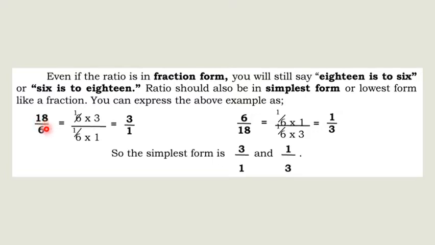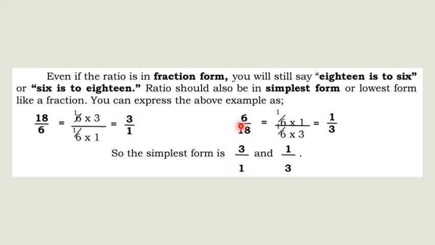So, ano ba ang lowest term ng 18 is to 6? So, pwede natin siya i-divide yung both numerator and denominator sa 6. So, 18 divided by 6 is 3. 6 divided by 6 is 1. Or 3 is to 1. So, hindi natin siya pwedeng gawin na equal natin sa 3, kasi hindi naman to fraction. So, mag-stay pa rin siya na 3 over 1 o yung basa natin sa ratio is 3 is to 1.